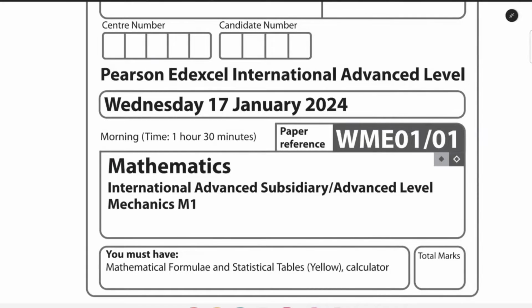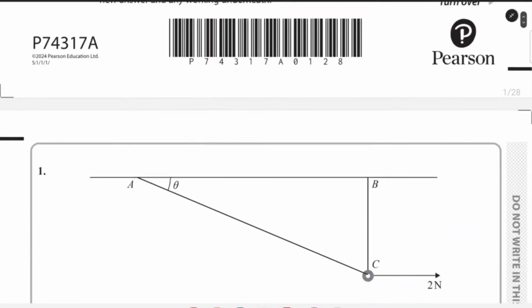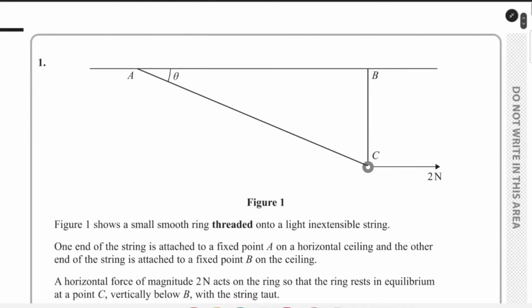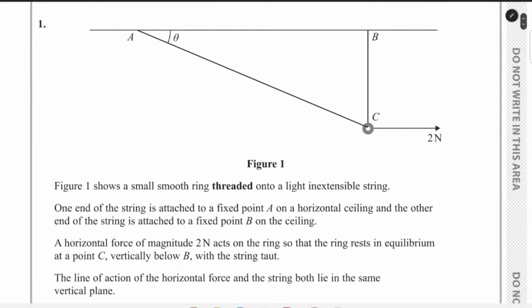Welcome to Mathematics. This is the Edexcel International Advanced Level M1 paper from January 2024 exam sessions. So starting with question 1, we're given that a small smooth ring, this ring C, is threaded. If something is threaded, the tension on both sides of the string will be equal. So we have that information.